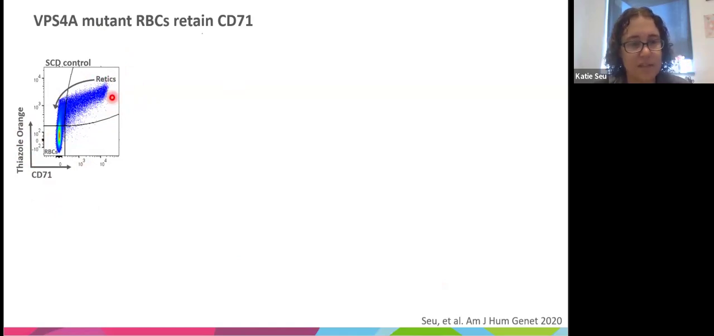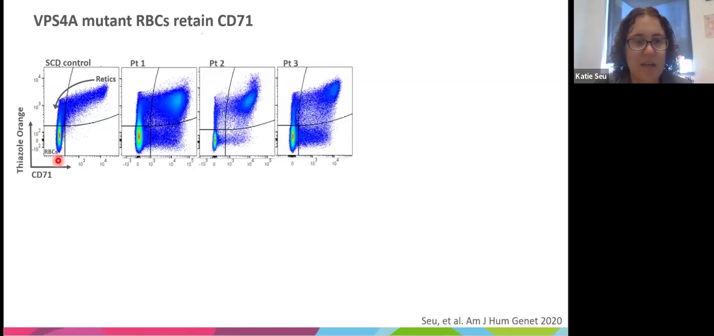So over the 2 to 3 days in the circulation that they are maturing, the reticulocytes will lose their CD71 expression through loss of their membrane and through release of exosomes, potentially, and the thiazole orange will also drop after that, and they will become double negative red blood cells. In our patients, however, with these VPS4A mutations, you can see that the pattern is really disturbed. There's a lack of continuity from the high early reticulocytes to the mature red blood cells, and there's this new population down here that's CD71 positive but TO negative. And so we were very curious what these could be.